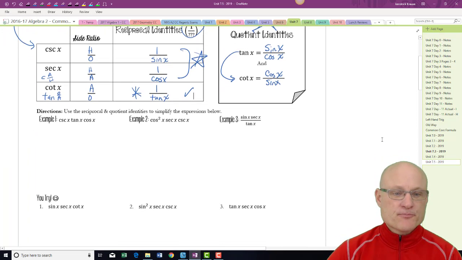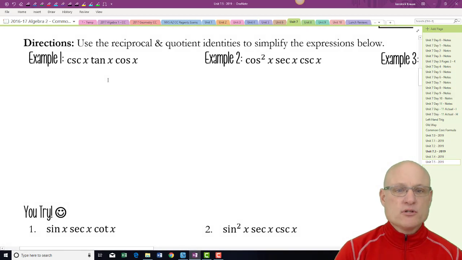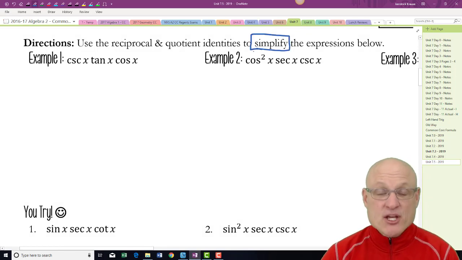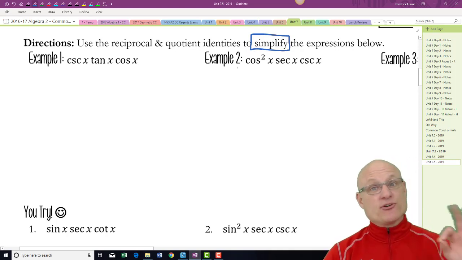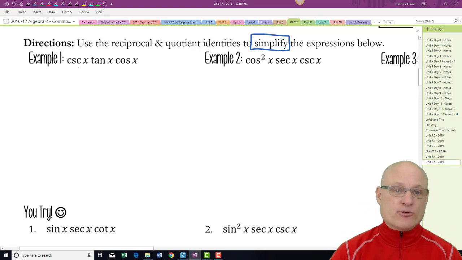So here's what we're going to do. We're going to use the reciprocal and quotient identities to simplify these, to simplify this expression. Okay. Now here's generally what you want to do. You really generally want to take whatever you have and turn it into sines and cosines. If you can figure out a way to turn it into sines and cosines, you're in pretty good shape.